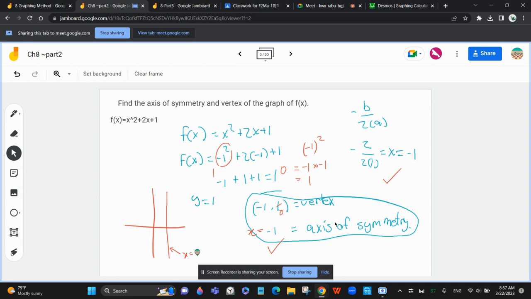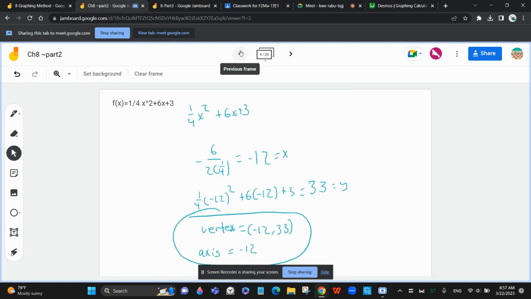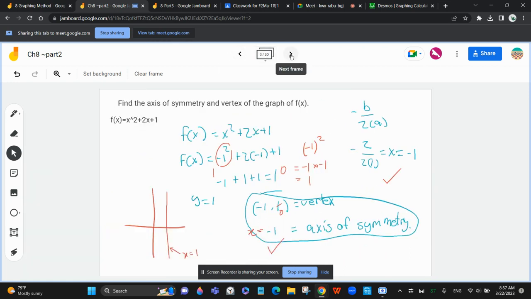So this one is an axis, but if you write only 1 or negative 1, it will be a bit confusing whether it is x equals to 1 or y equals to 1. But okay, so the next one.